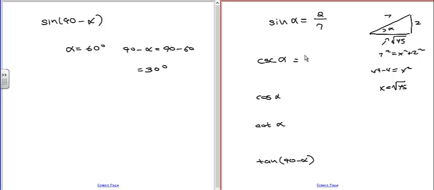So the cosecant is hypotenuse over opposite. Relative to the angle alpha, the hypotenuse is 7 and the opposite is 2. That makes sense because the cosecant is the reciprocal of the sine. Okay, the cosine is adjacent over hypotenuse. The adjacent is the square root of 45 divided by the hypotenuse, which is 7.